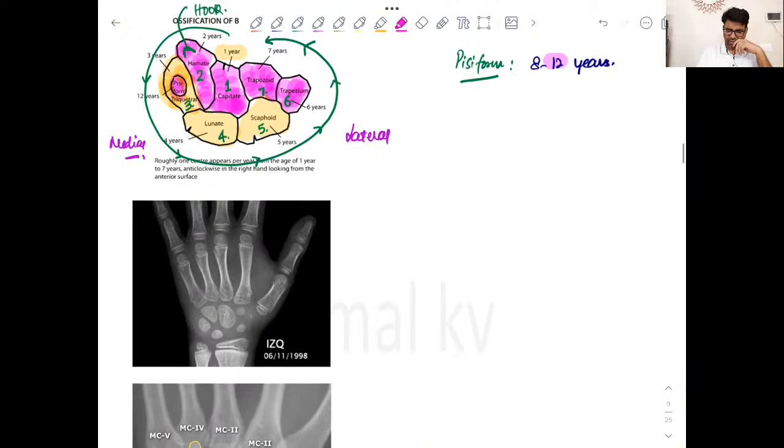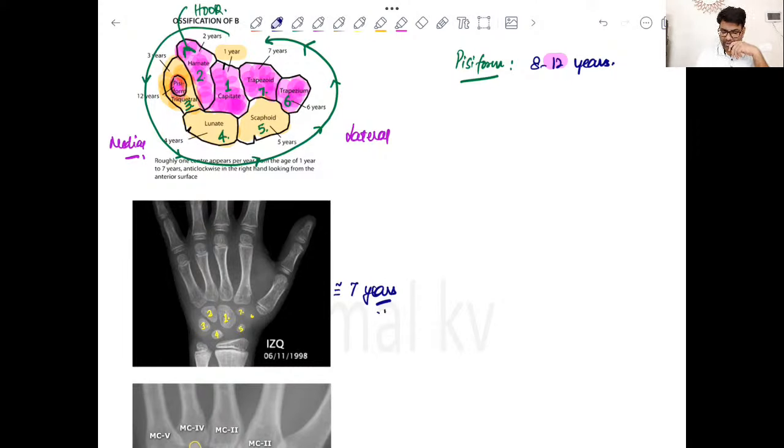So again, we can apply this concept on the X-ray. So this is of course the capitate in the distal row. This is the hamate, right? This is triquetral. Then this is lunate. This is scaphoid. This is trapezium, and this is trapezoid. So we can see the 7 carpal bones which have ossified till now, and therefore we can say with surety that the age is 7 years and beyond, right?